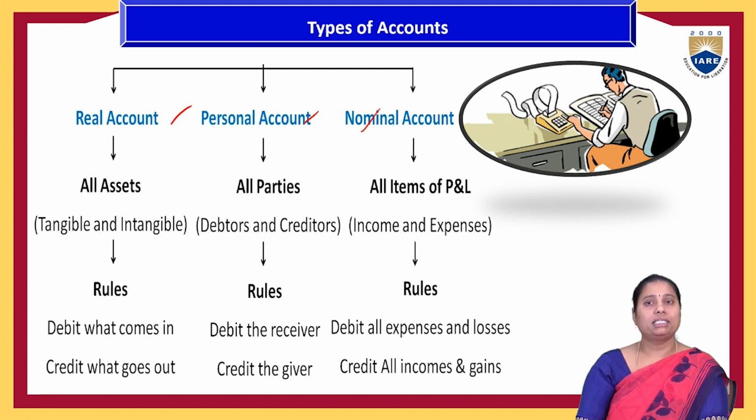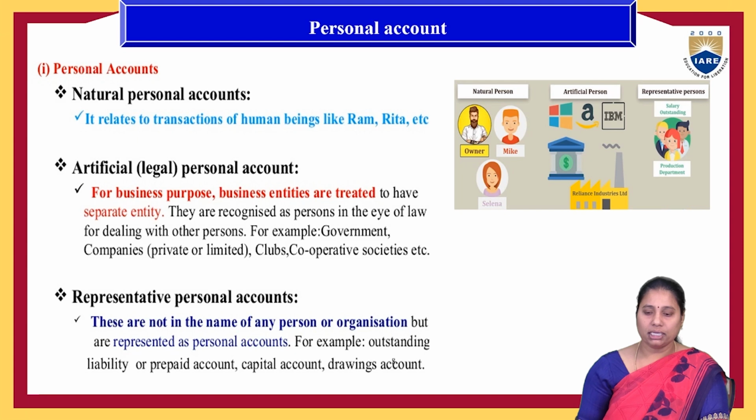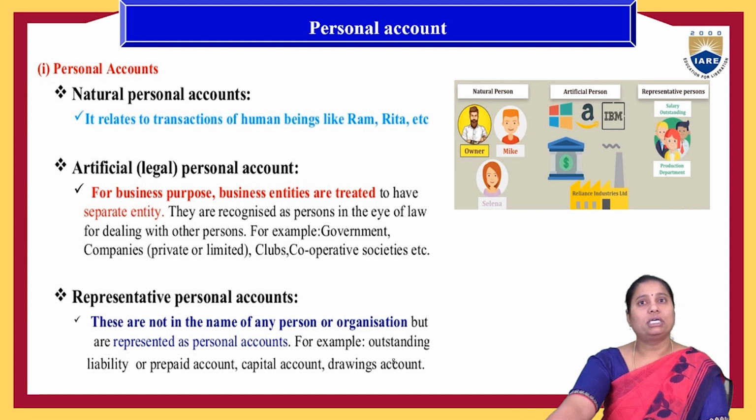Personal account means debit the receiver and credit the giver. Nominal accounts mean debit all expenses and losses, credit all incomes and gains. Personal accounts: natural persons' accounts like Rama, Rita, Ravi, etc. will come under the personal account, whereas artificial persons' accounts like business entities, Microsoft Company Limited, Wipro Company Limited, Government Company Limited, clubs, cooperative societies, etc. will also come under the personal accounts.